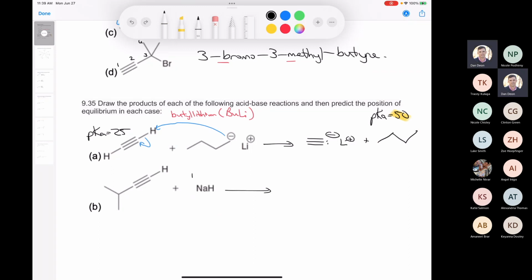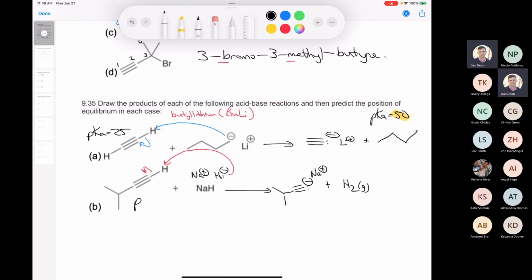If we draw out the Lewis structure, you have sodium, then you have the hydride ion. The hydride ion is going to rip off the proton here, and you're going to end up with the alkyne, which looks like this, plus hydrogen gas. And then, of course, you have the sodium cation here.